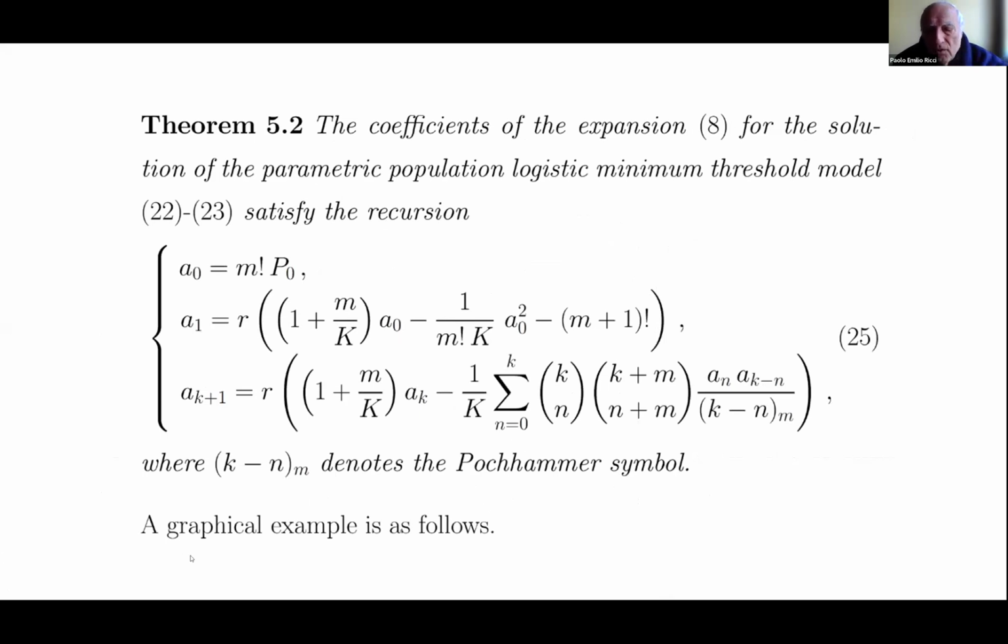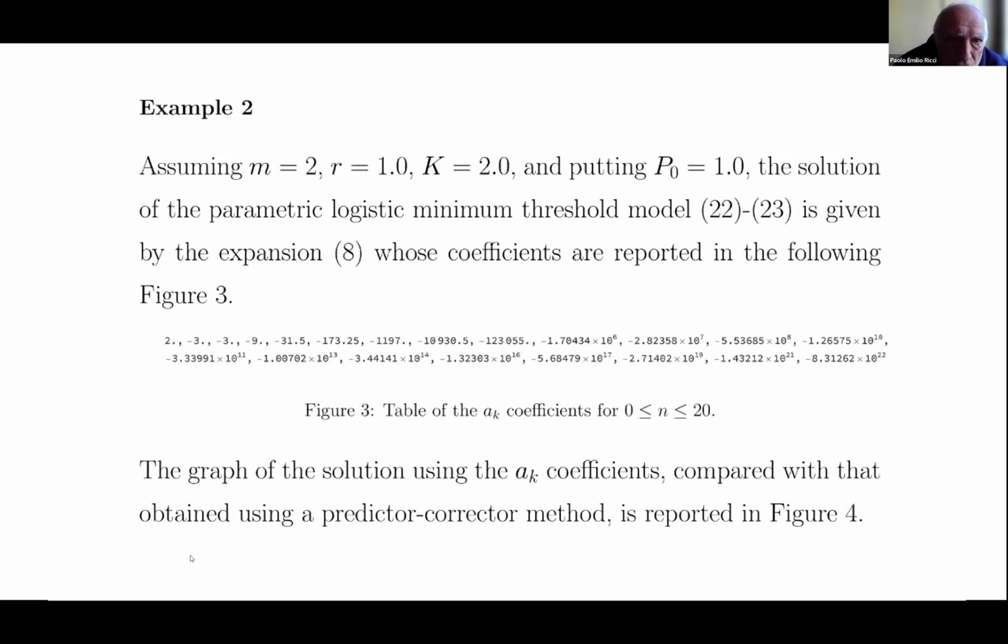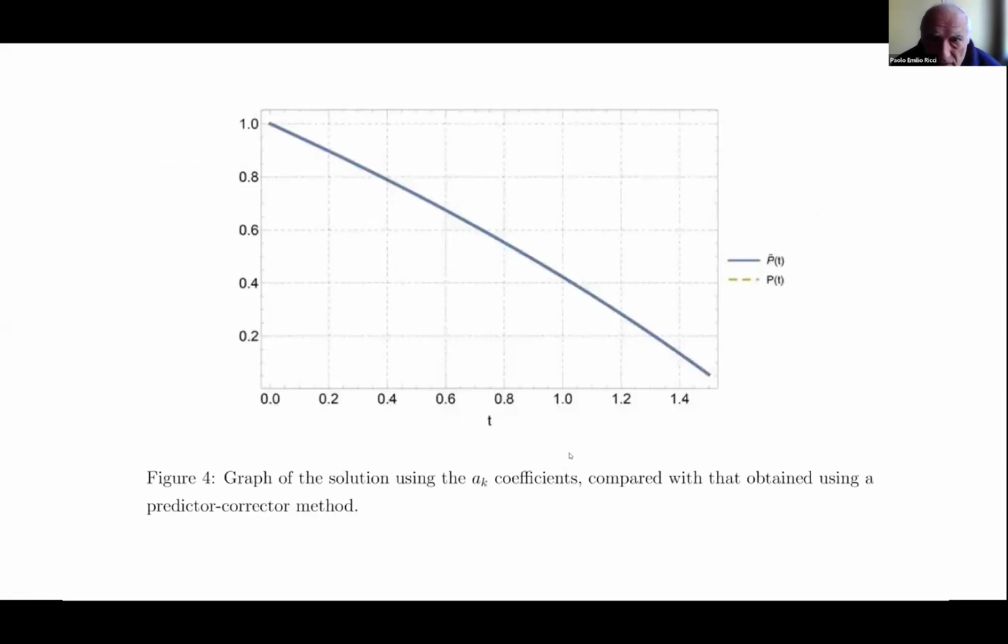A graphical example, also computed by Diego, assuming m equal 2, r equal 1, k equal 2, and putting P of 0 is 1: the solution of the parametric logistic minimum threshold model is given by an expansion in which the coefficients are reported in the following table up to order 20. And the graph compared with that obtained by using a predictor corrector method is reported in this form, in which the two curves cannot be distinguished, so they completely coincide.